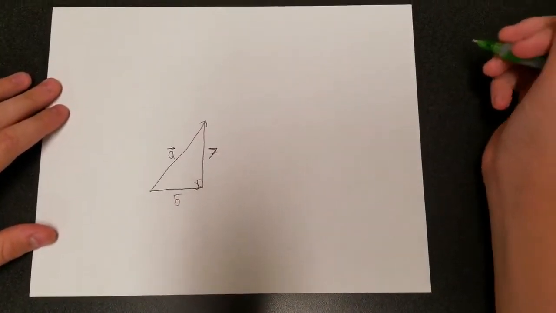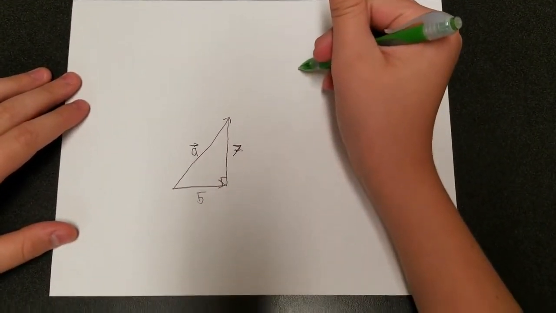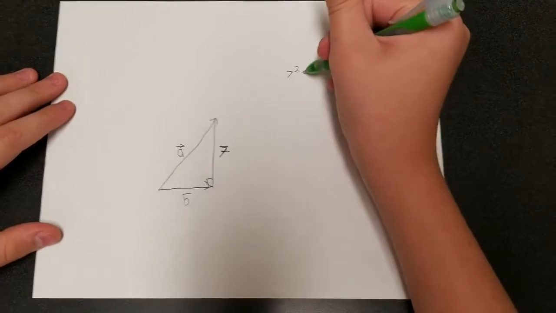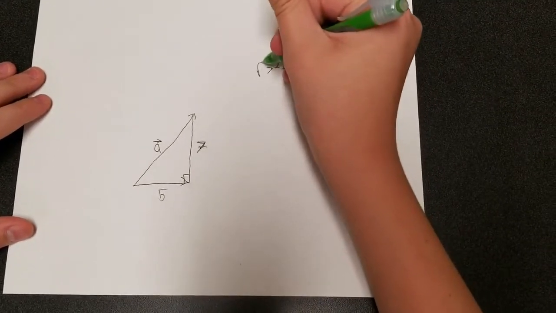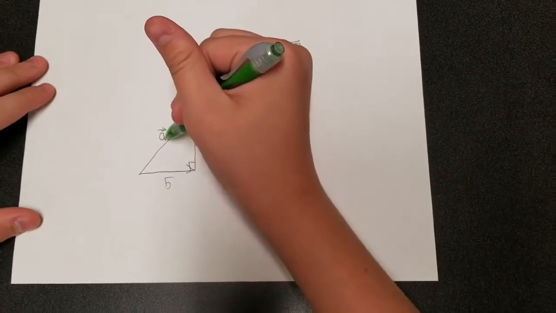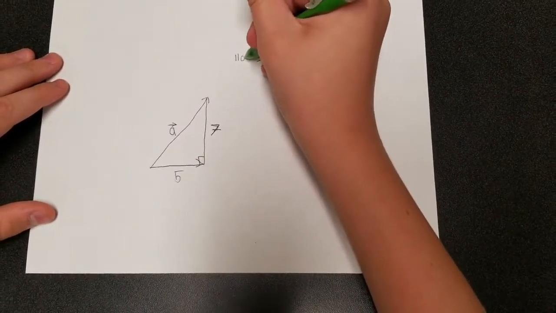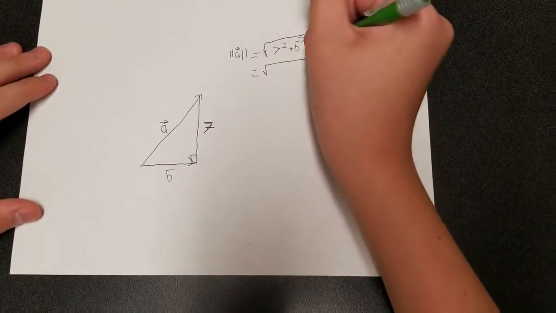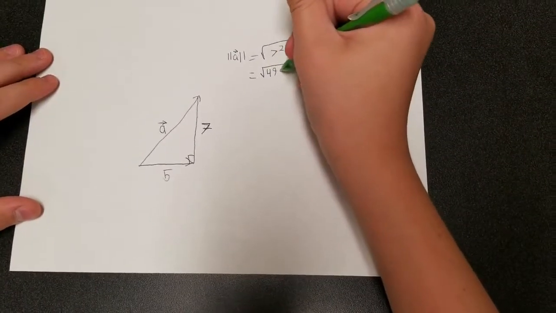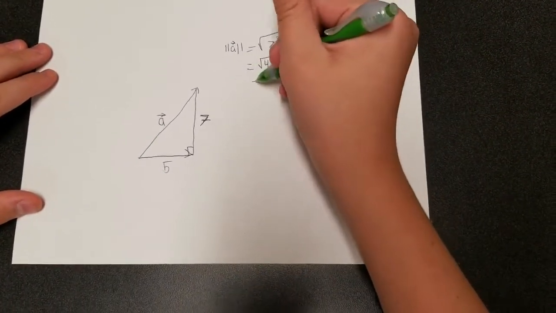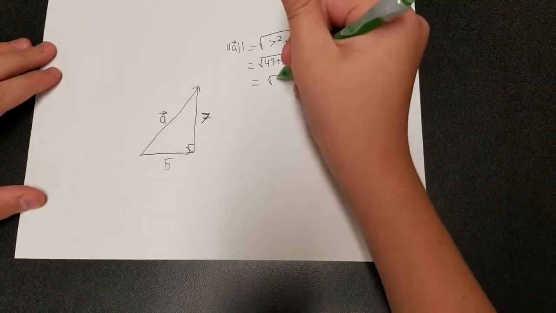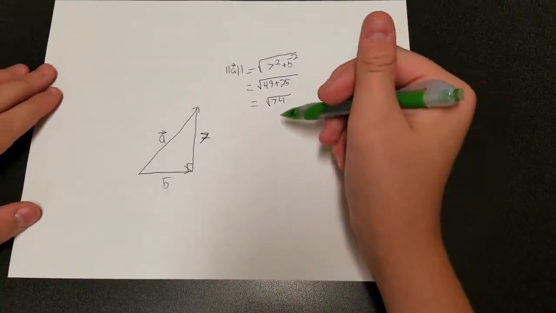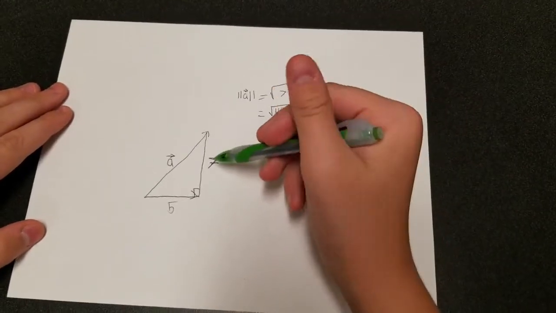Okay, so what you have to do here is 7 squared plus 5 squared, radical that, and that would equal the magnitude of vector A. Then that equals radical 49 plus 25, which then equals radical 74. Now, in order to find the unit vector of something, you have to divide the components by the magnitude.